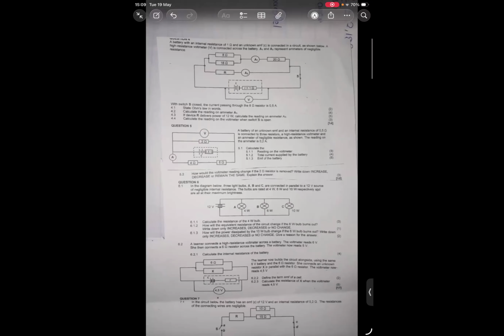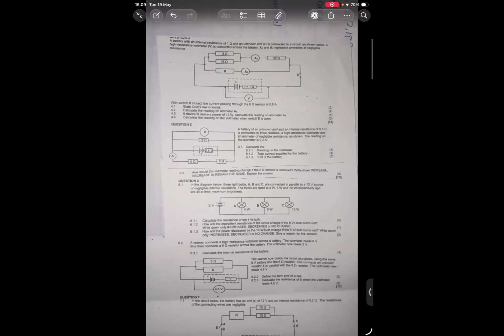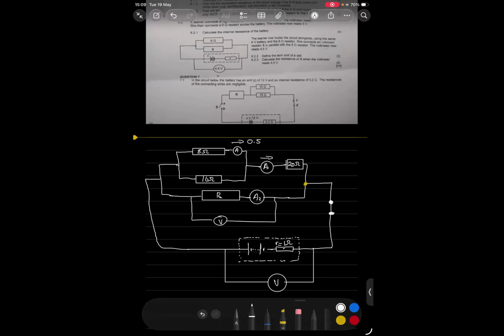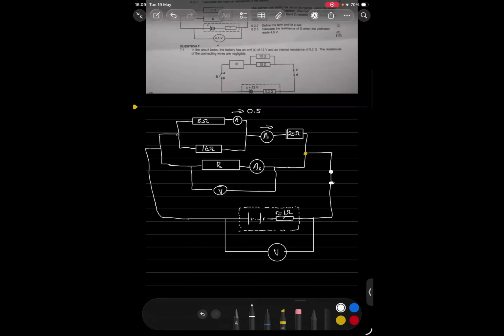Then calculate the current in A1. They want the current that passes through A1. So how is the setup? How is the connection between the 8 ohm and the 16 ohm resistor? It's going to be in parallel.